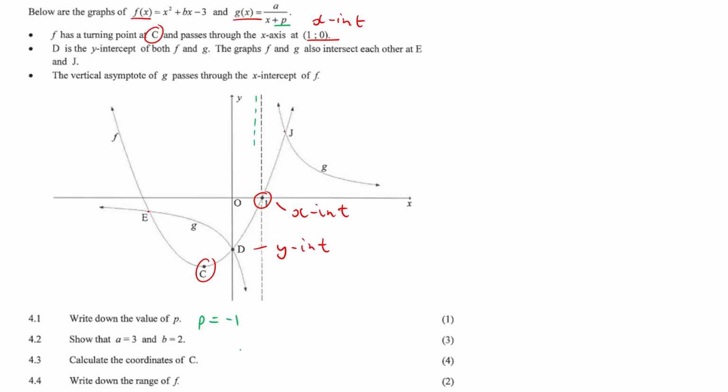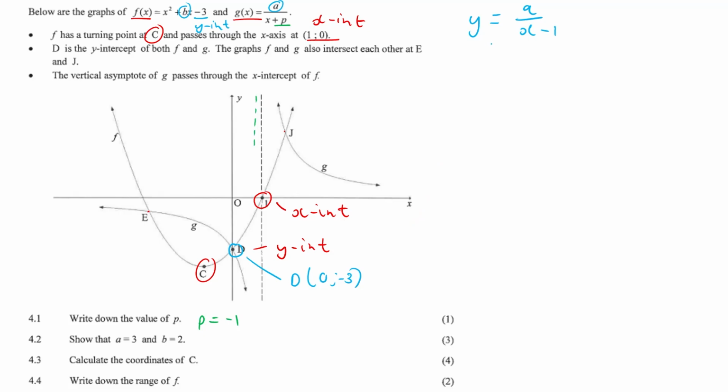4.2, show that a is equal to 3 and b is equal to 2. There's a, there's b. So our little calculation for a, we are going to use the formula y is equal to a over x, and we calculated that p is equal to negative 1, so minus 1. And we can use any point on our hyperbola that we know. We know what d is. How do we know what d is? Because that is the y-intercept here of our parabola. So we know that d has the coordinates of 0 and negative 3. It's a y-intercept where x is equal to 0 and the y value is equal to negative 3, my mistake.